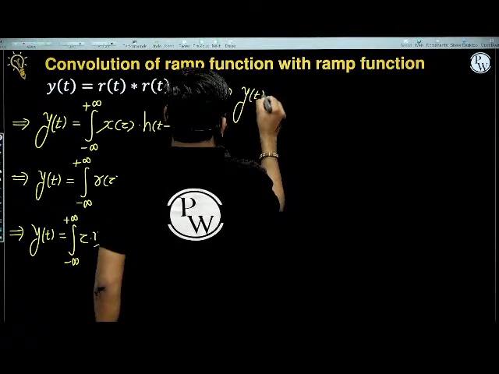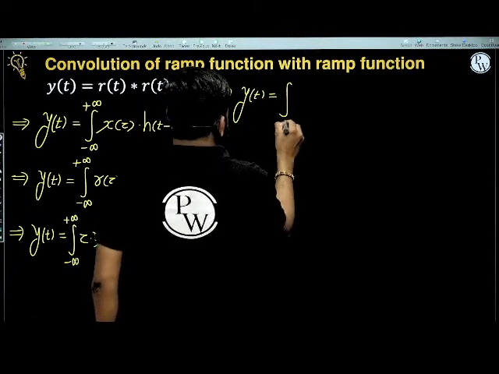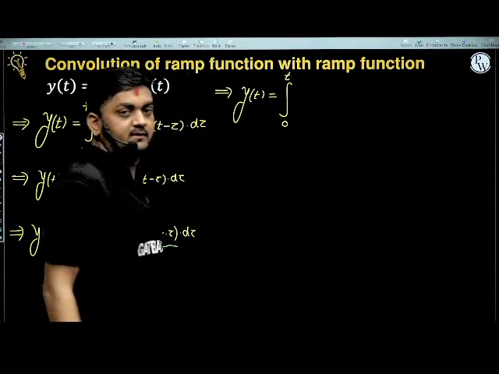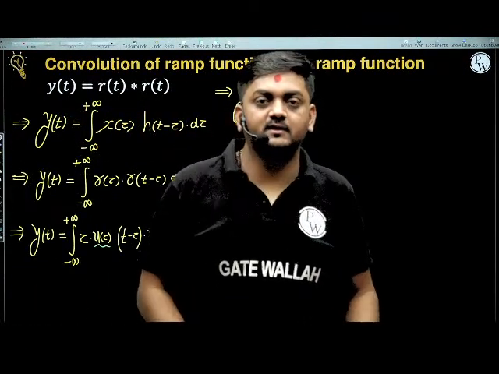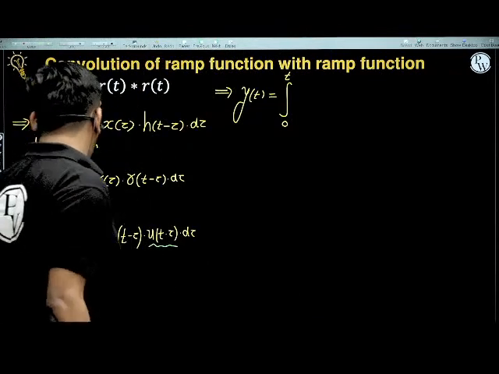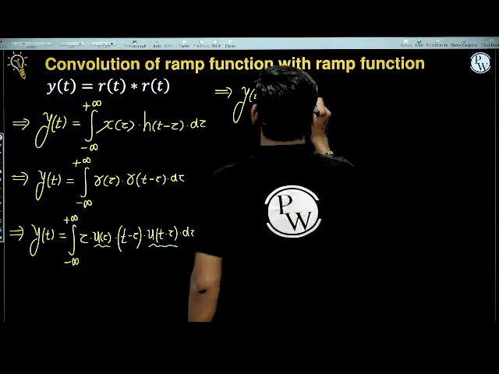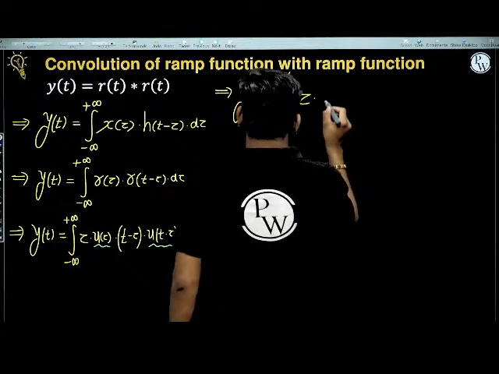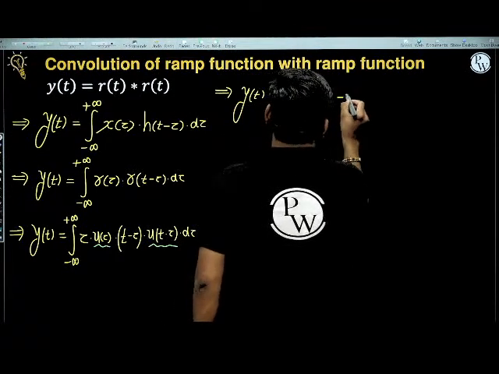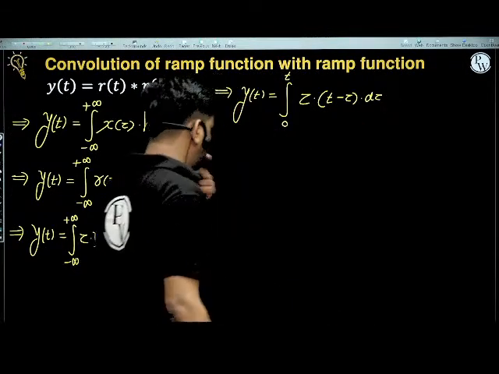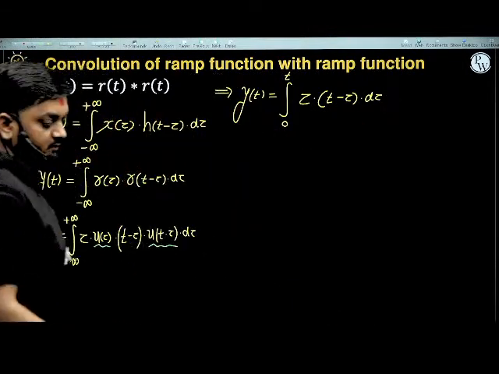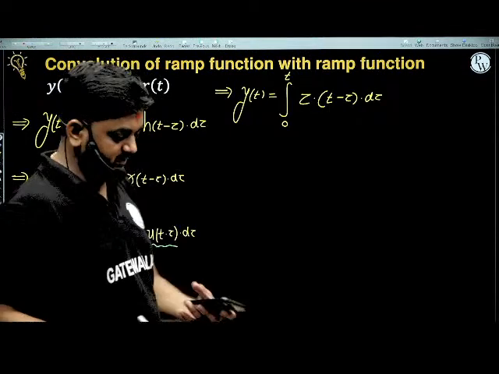So y of t signal will be integration 0 to t, guys. See, integration is 0 to t, tau into t minus tau d tau, guys. Okay, now solve this integration and tell me the answer in the comment box.